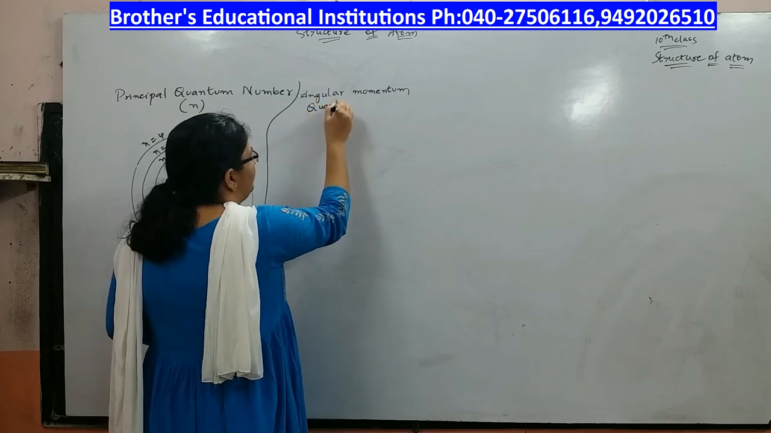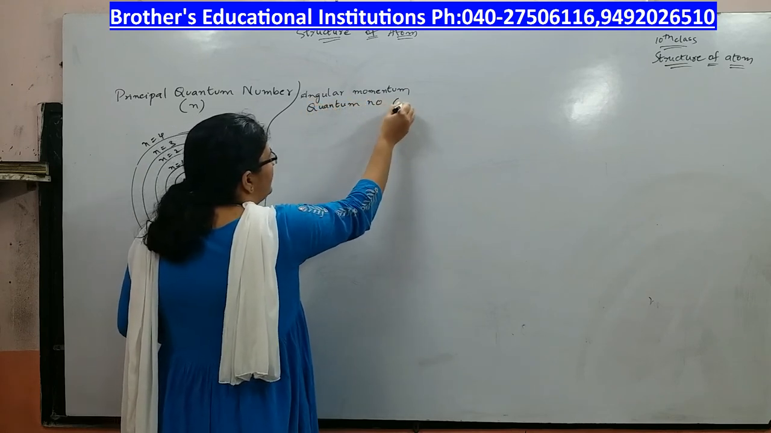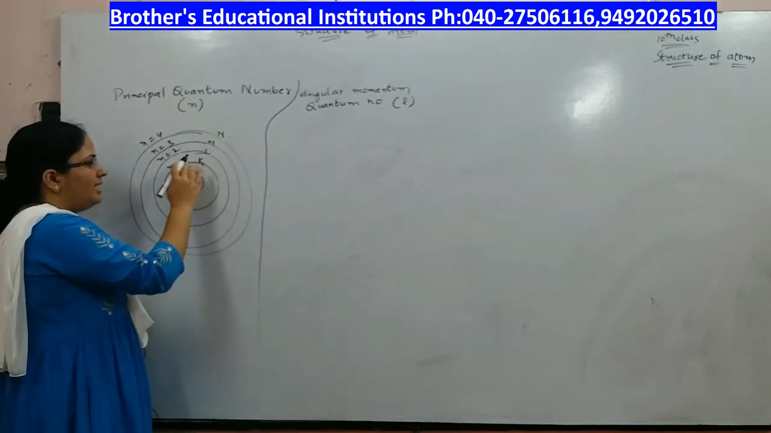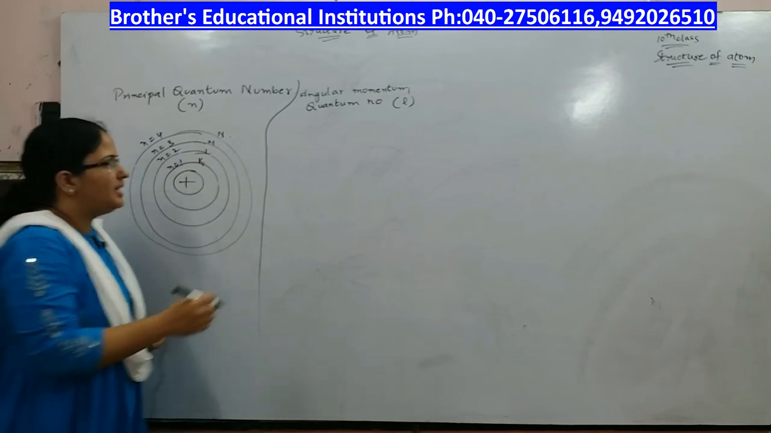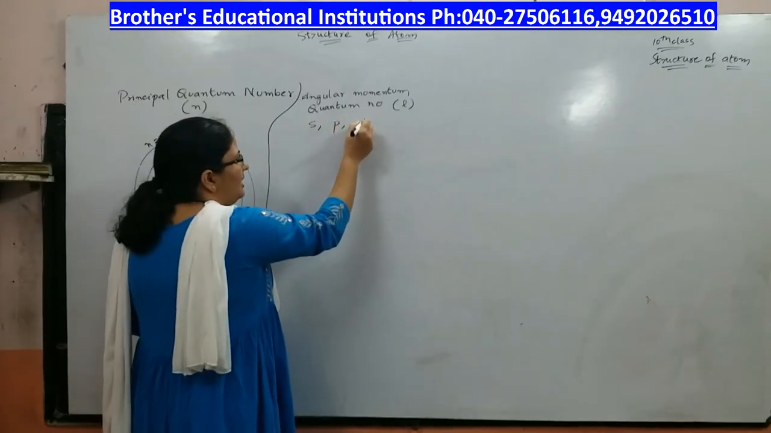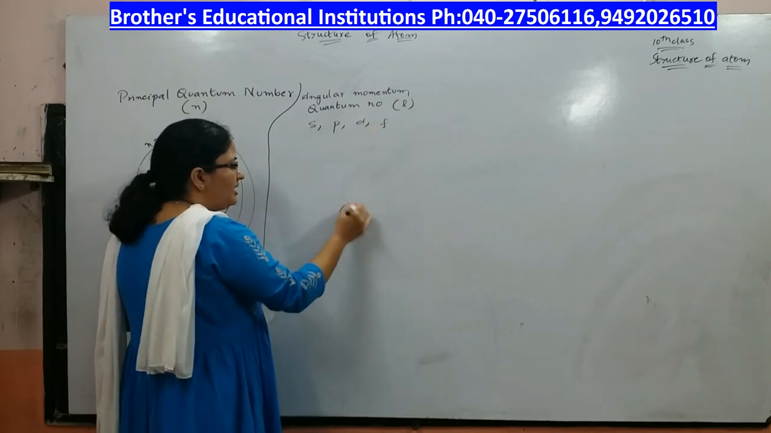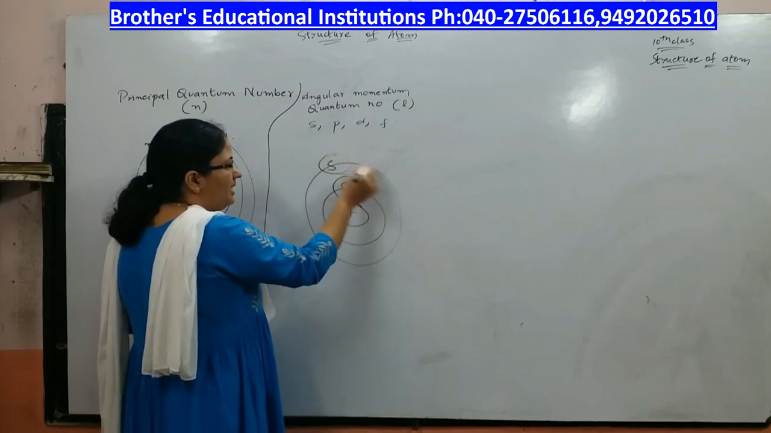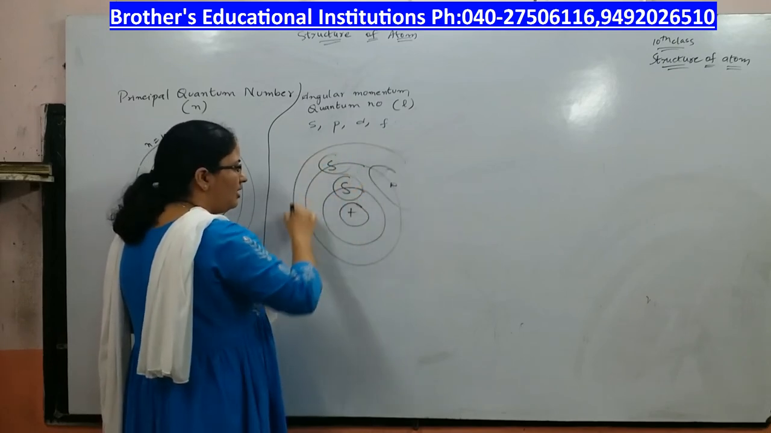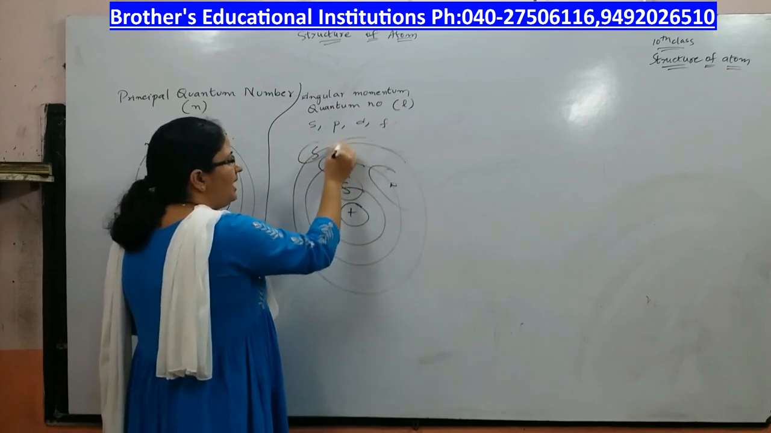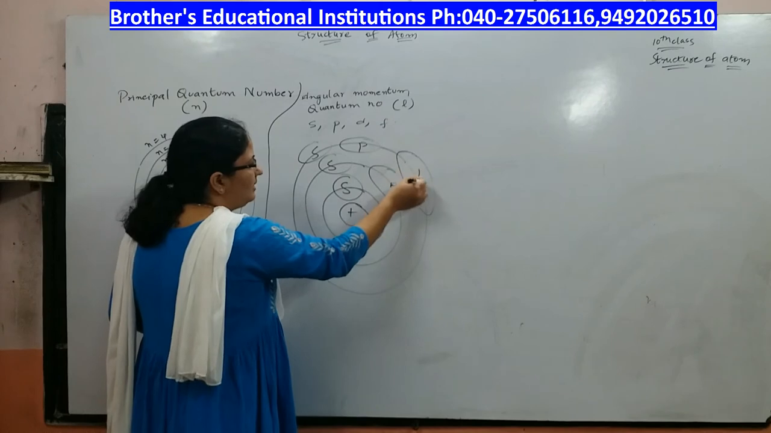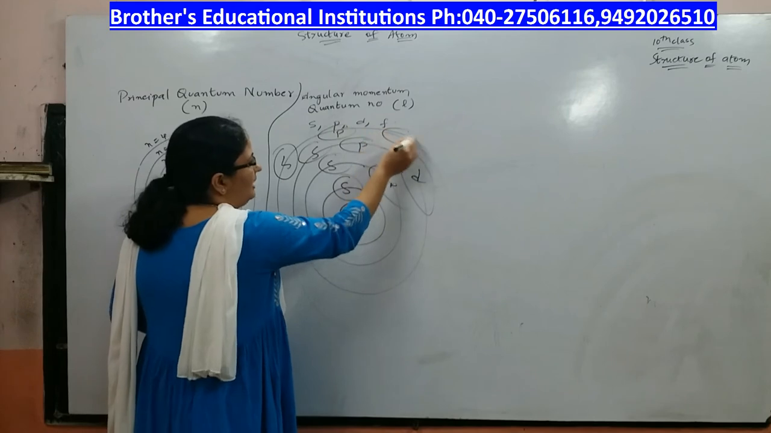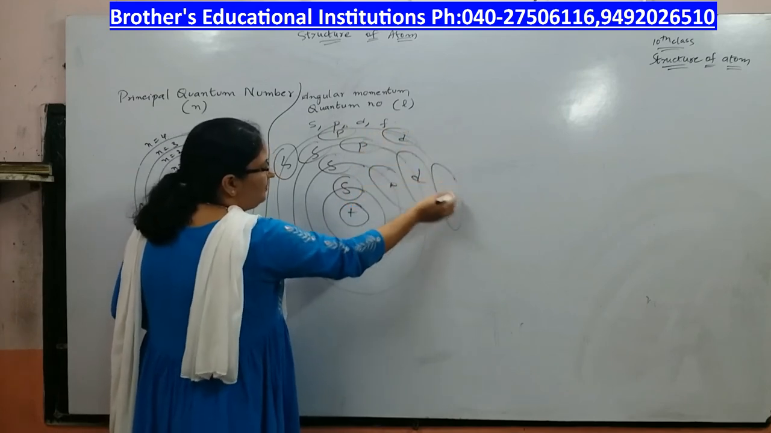Quantum number. It is denoted by L. Now, each orbit is further divided into subshells, 4 types of subshells called S, P, D, F. In the first orbit you have S subshell, in the second orbit you have S and P subshells, in the third orbit you have S, P, D subshells, in the fourth orbit you have S, P, D, F subshells.